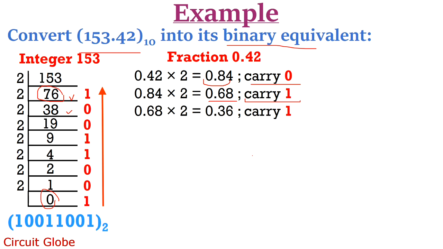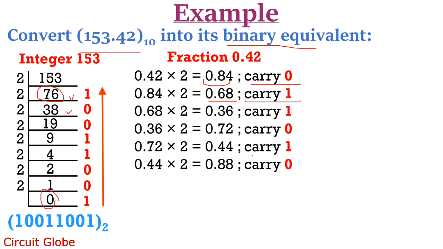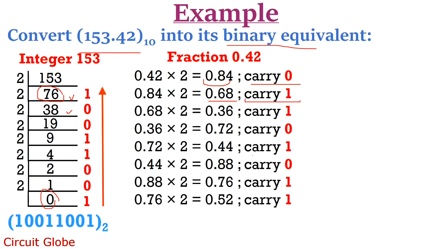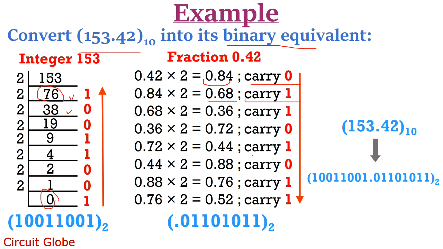In the same way, the process is continued up to 8 digits to have approximate results, and the carry of the integer portion is to be written from top to bottom. This will provide us the fractional binary equivalent. On combining these two separately achieved results, we will get the binary equivalent for the given decimal value. And for this particular example, this value shows the binary equivalent.